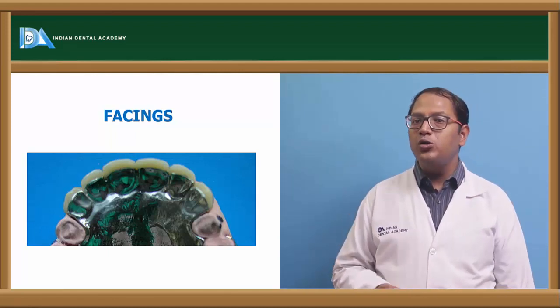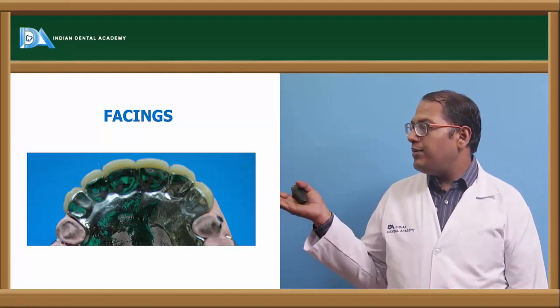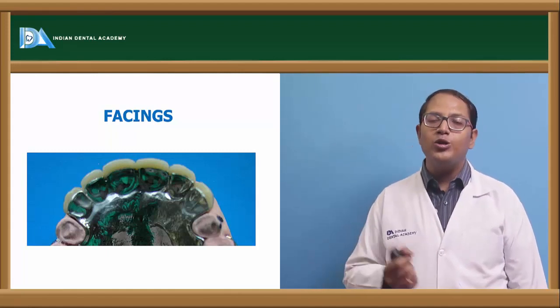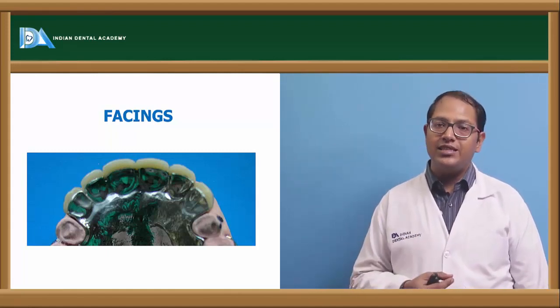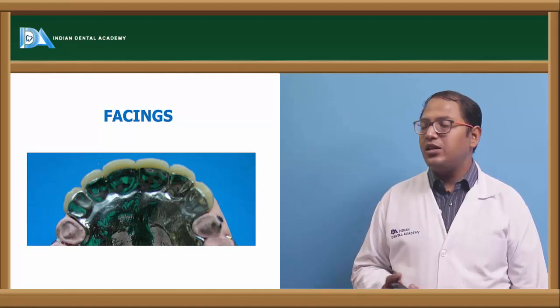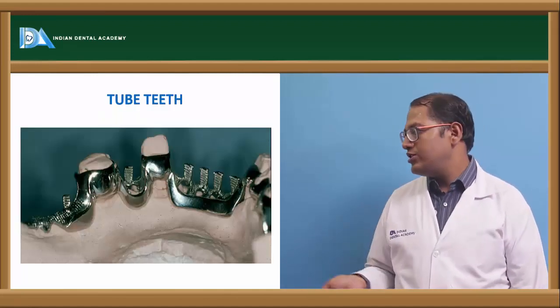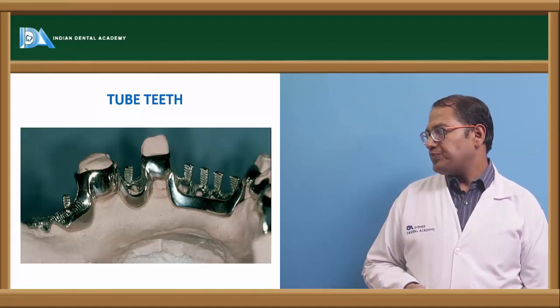And the opposing occlusion is going to come against the metal surface. So abrasion of those opposing natural teeth is going to take place. And also it cannot be used in a resorbed case, because too much force is given onto the resorbed ridges. So we cannot use that.